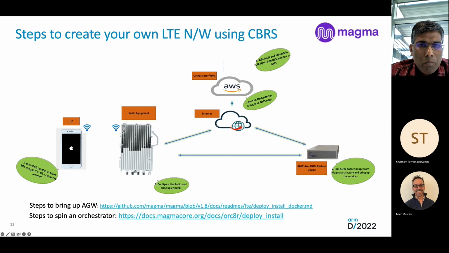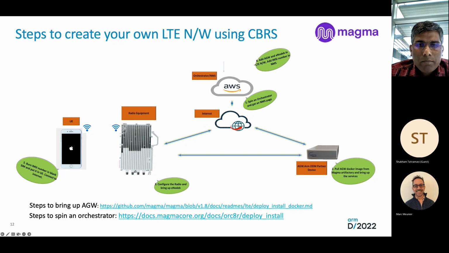So what are the components needed to build your own LTE network? You need a radio, you need a box to run the AGW service, and you need an AWS instance to spin up the orchestrator. And you need a user equipment. In my lab, I'm using a test phone to test the connectivity to the internet.